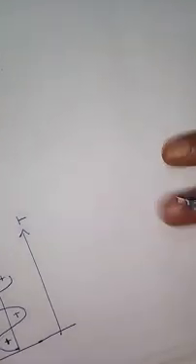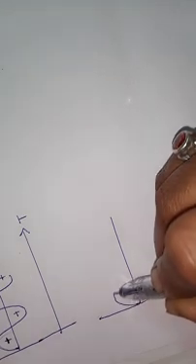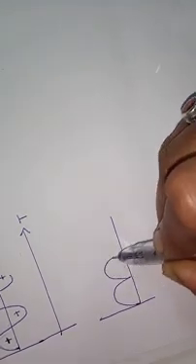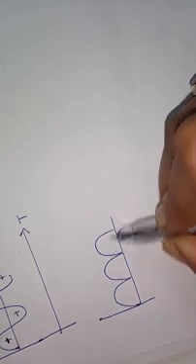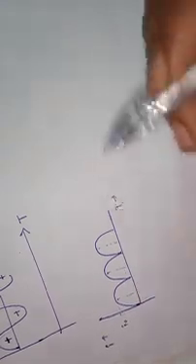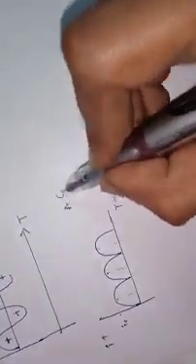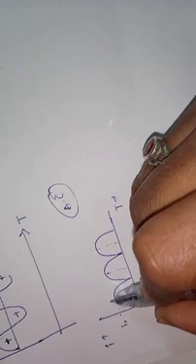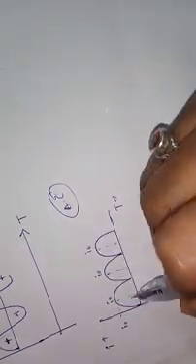Okay, then let me go for another diagram. This is the case where the amplitude is the same. This is I naught, this is I, this is T. Do we call this alternating current? Here is I naught, this is I naught, this is I naught, meaning the amplitude is I naught.